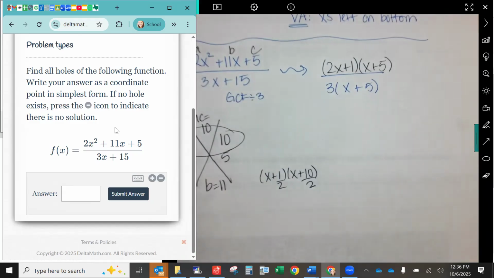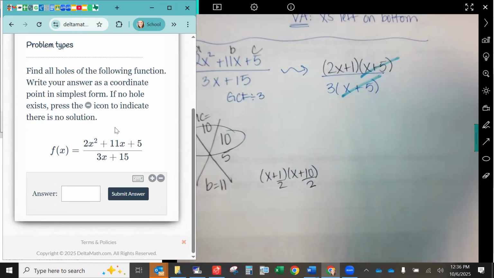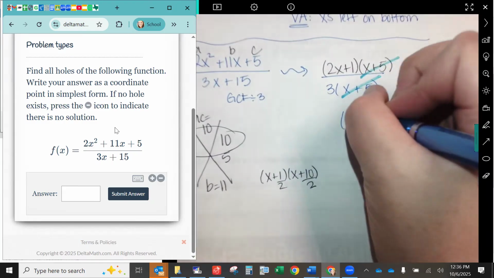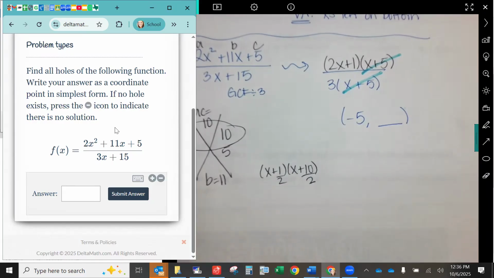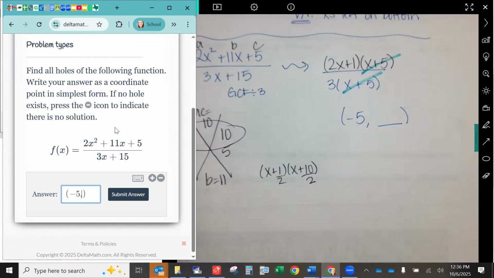In this question, we are looking for holes. Remember, holes are the ones that cancel out. Do I have anything that's going to cross out? The plus 5, so it's going to be at -5. Very good. So in your calculator, or sorry, in your little browser, you're going to type -5 comma something. And then we're going to have to look up the y value in the chart to know what to put in that second spot.